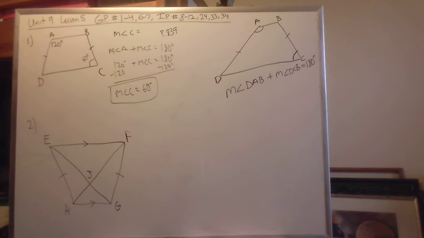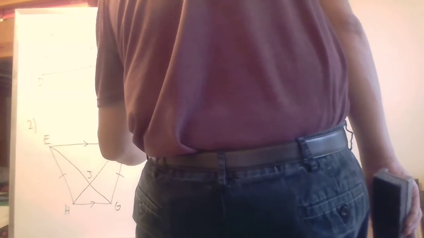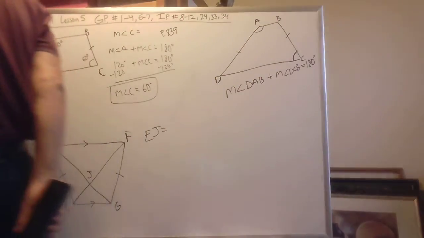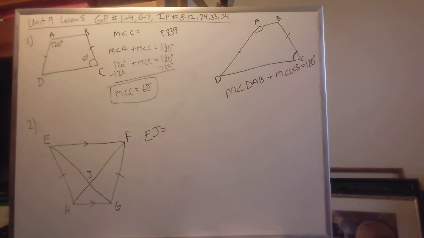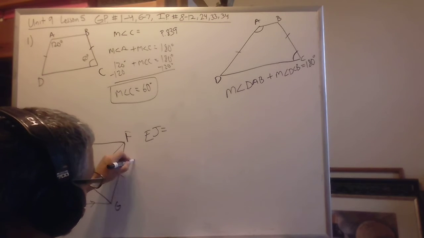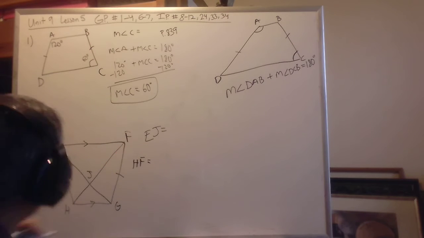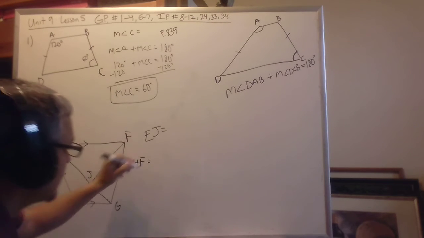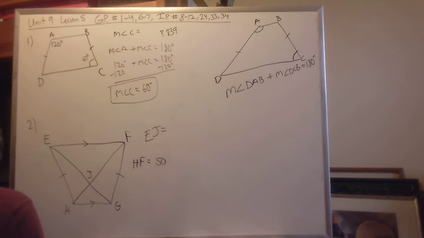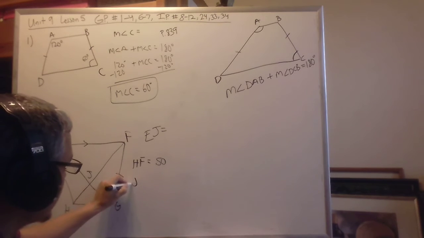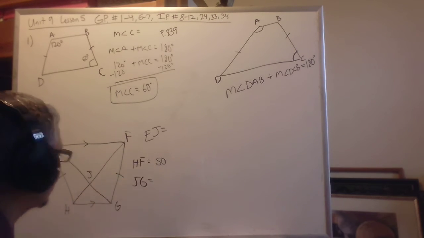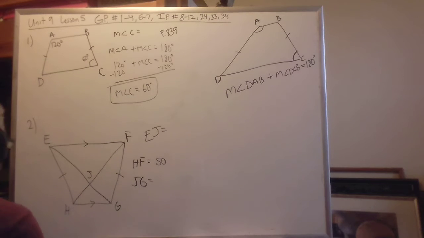And it says they want you to find EJ, and they say that HF is equal to 50, and then JG is equal to 10.